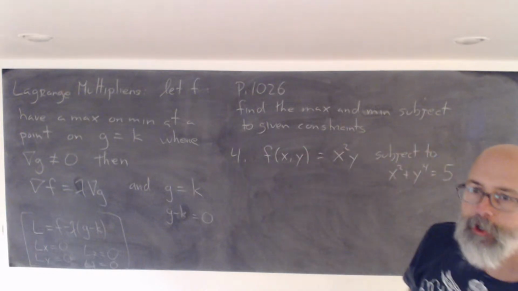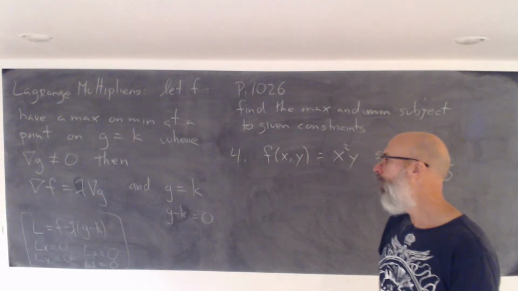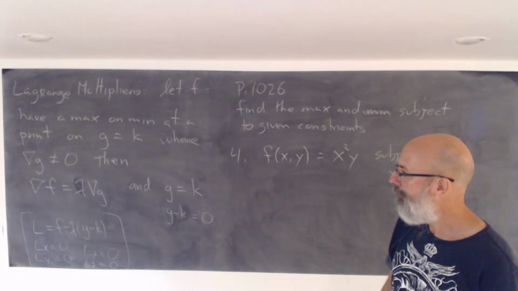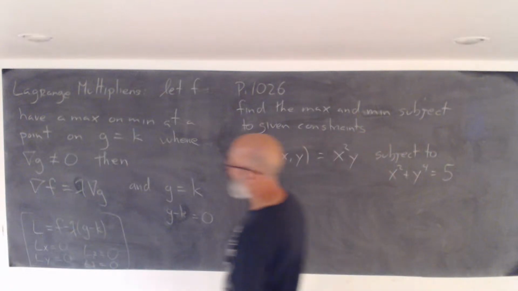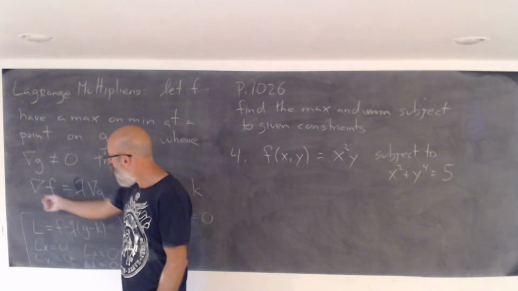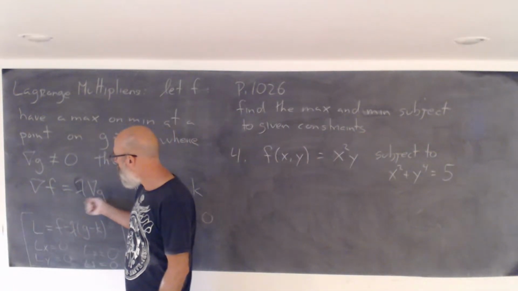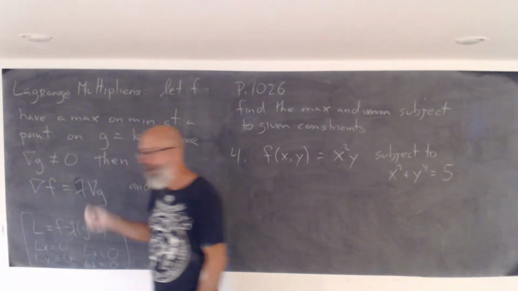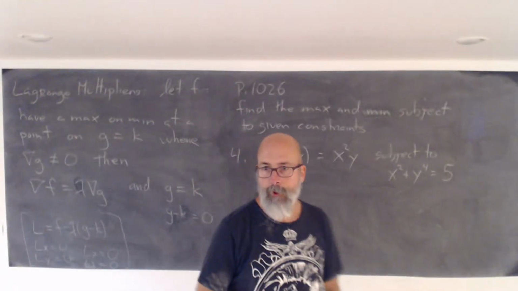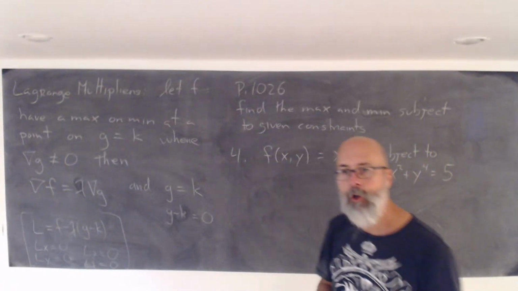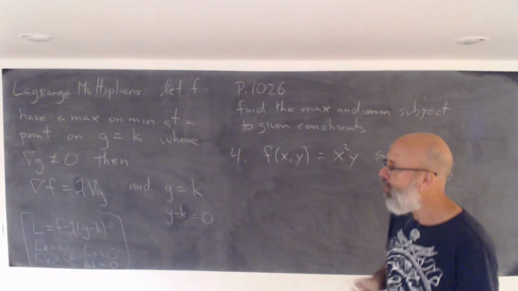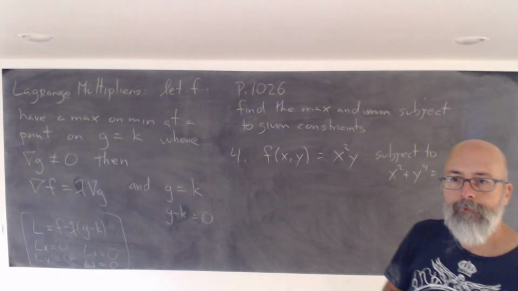Is lambda an arbitrary constant? Yes. The idea was that the gradients have to be parallel, so they have to be multiples of each other. There has to exist a lambda, a constant, where these are equal.